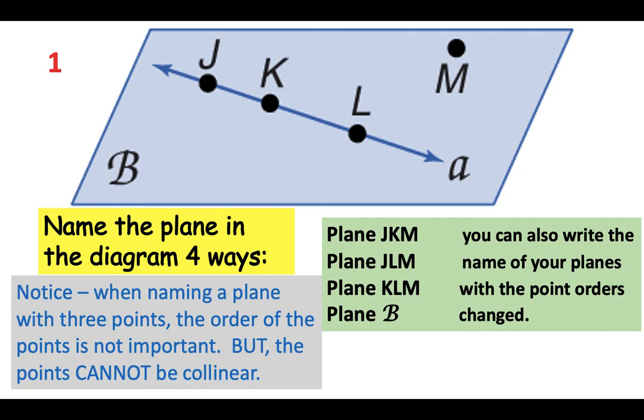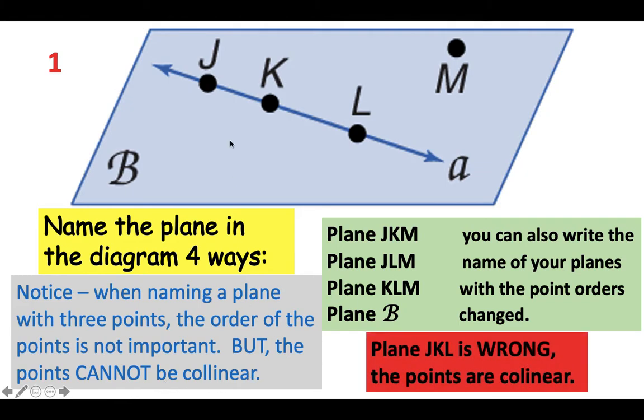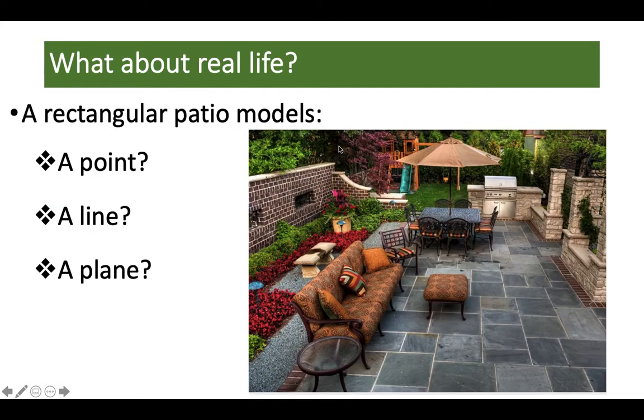Now, something to keep in mind, they can't be collinear. See this? So, JKL is going to be incorrect because they're all collinear. That doesn't really establish a plane because it only has 1 dimension, right? And something that only has 1 dimension is a line.